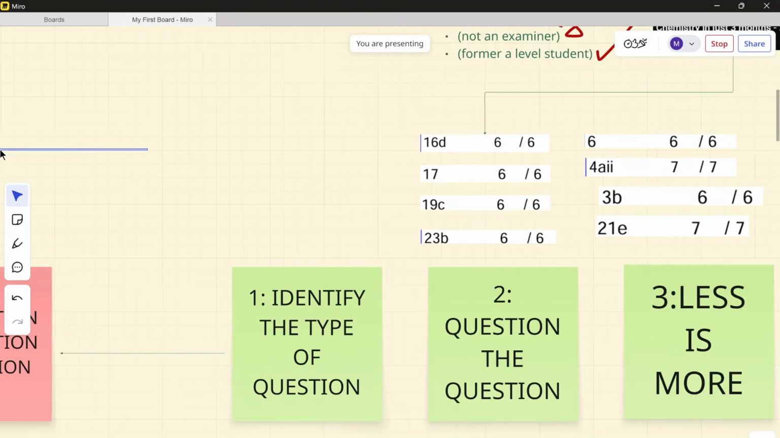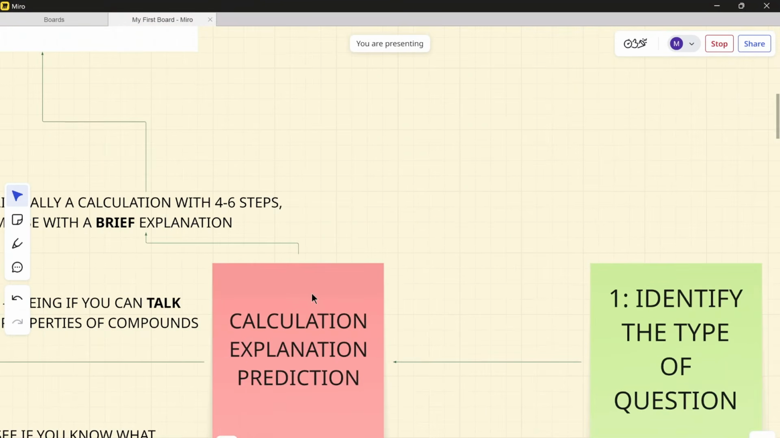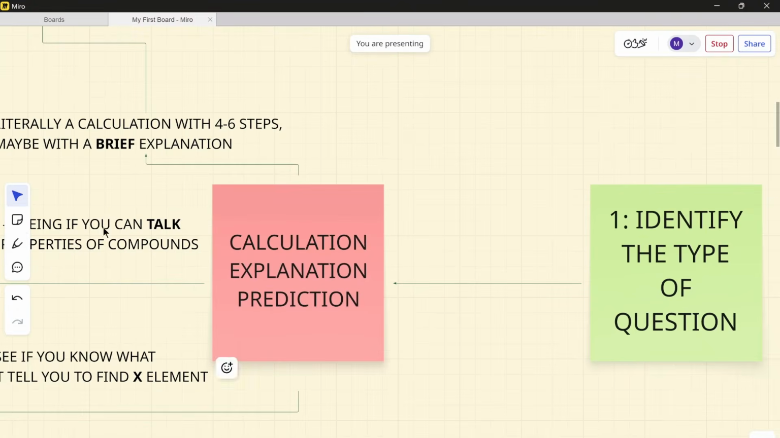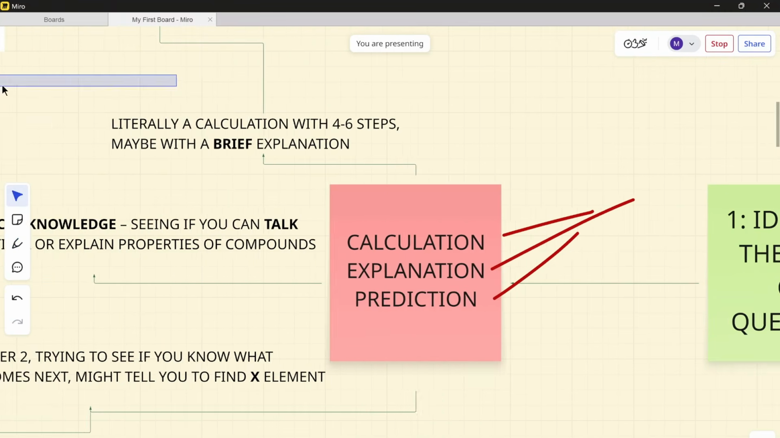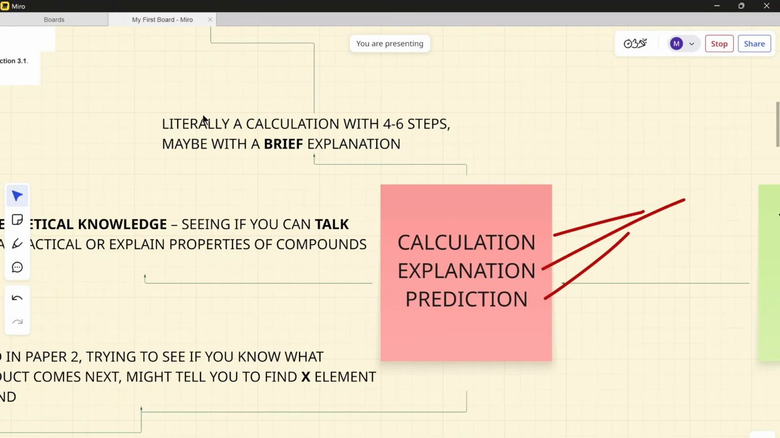Identify the type of question. In my opinion, there are 3 types of 6 markers, okay? We've got your calculation 6 marker, explanation, and prediction, right? Now, what's the difference between these 3? So a calculation type of question is literally a calculation. You're literally doing maths. Maybe there's a brief explanation, which is like 2-3 words, but that's it.